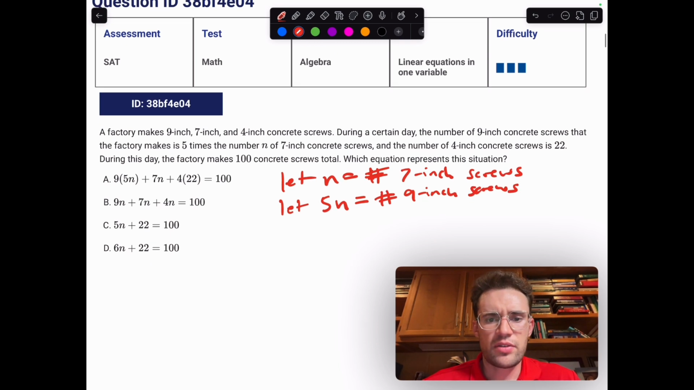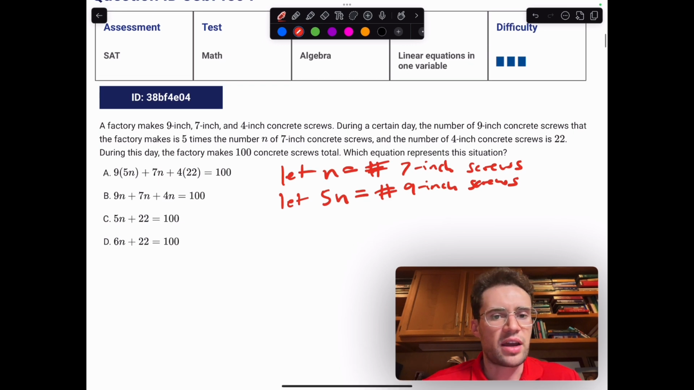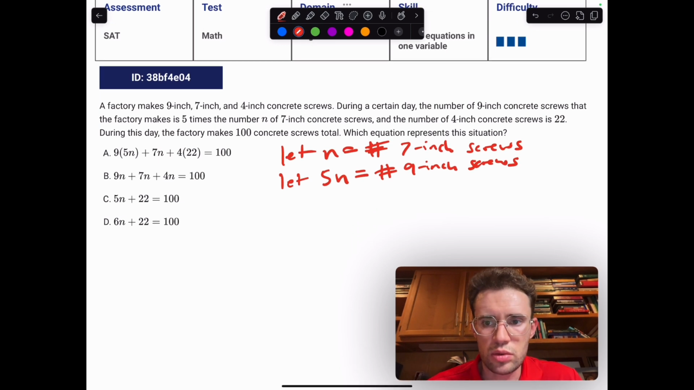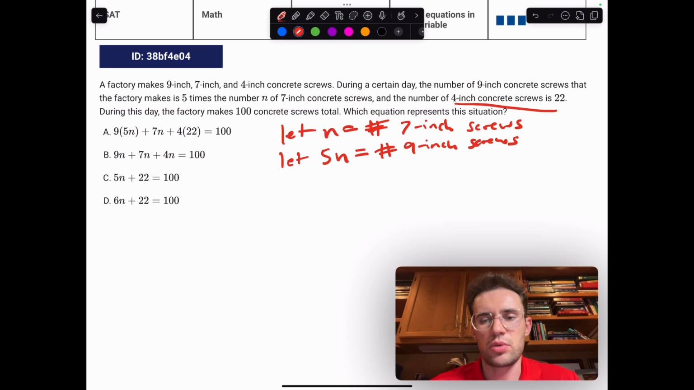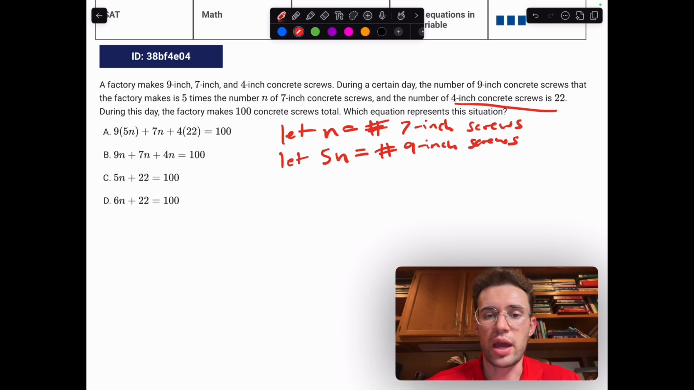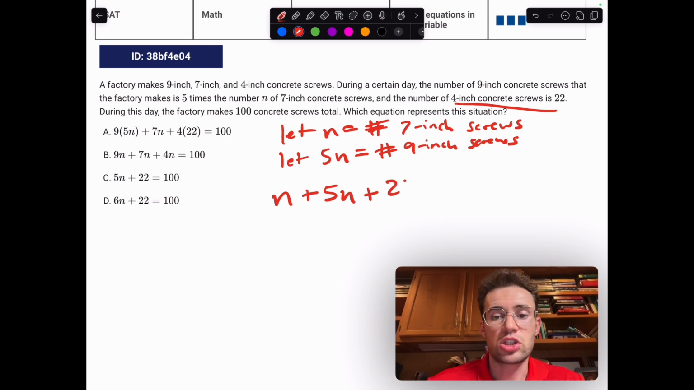So N is the number of 7-inch, 5N is the number of 9-inch, right? 5 times N. And the number of 4-inch concrete screws is 22. During this day, the factory makes 100 concrete screws total. Which equation represents this? Without even looking at the equations, I'm just going to write out what we know. N is the number of 7, plus 5N is the number of 9, plus 22 is the number of 4. And then those are all the types of screws they make, right? There's no other screws. That adds up to 100.